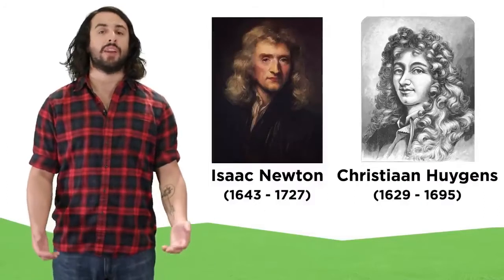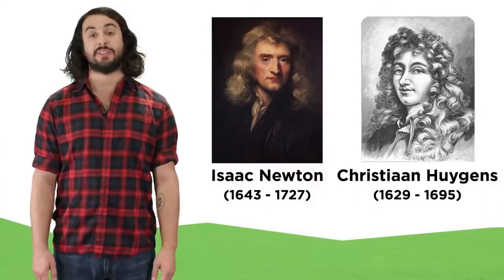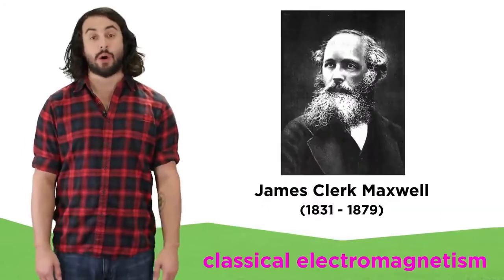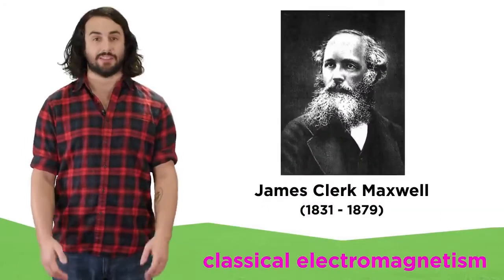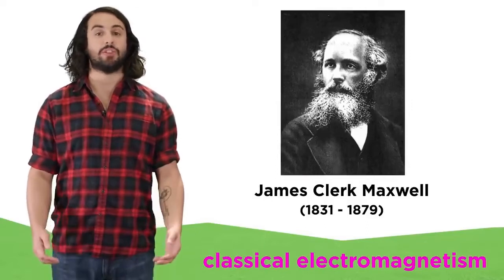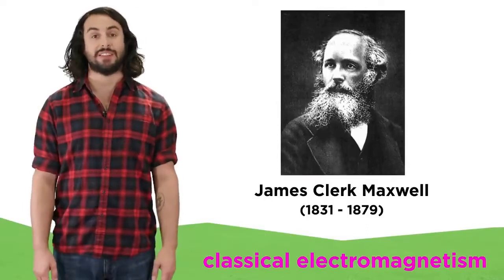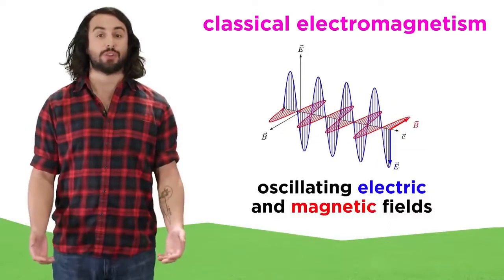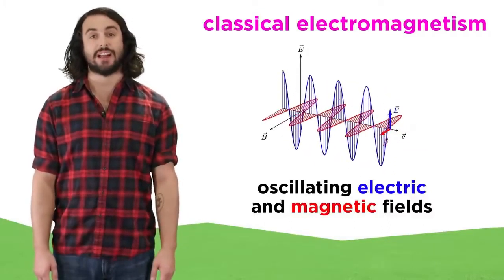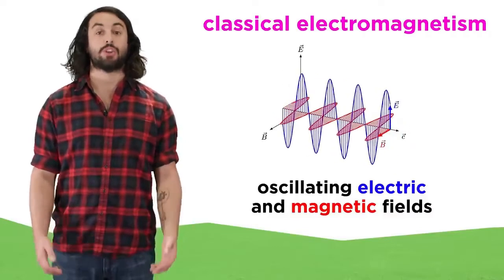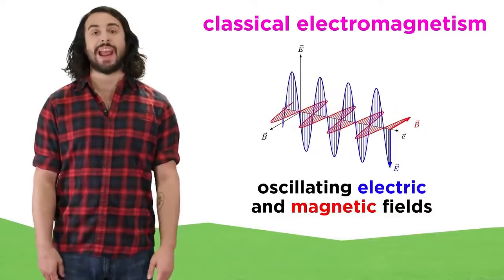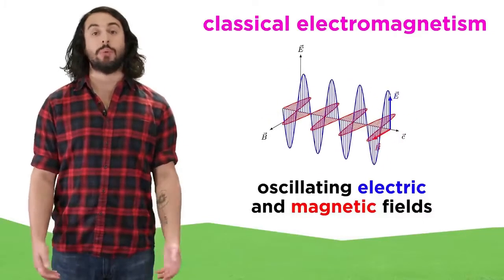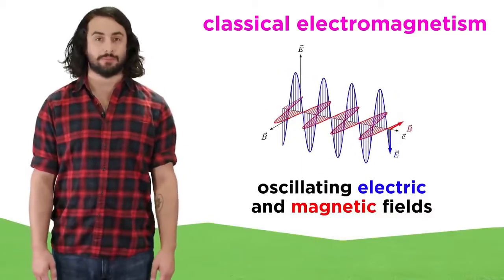Figures like Newton and Huygens worked with light in the 17th century, but a more sophisticated description of light, which we call classical electromagnetism, was developed largely by James Clerk Maxwell in the 19th century. This theory depicts light as a transverse wave composed of oscillating electric and magnetic fields, which are at right angles to each other and perpendicular to the direction that the wave moves. We will learn more about these fields later.